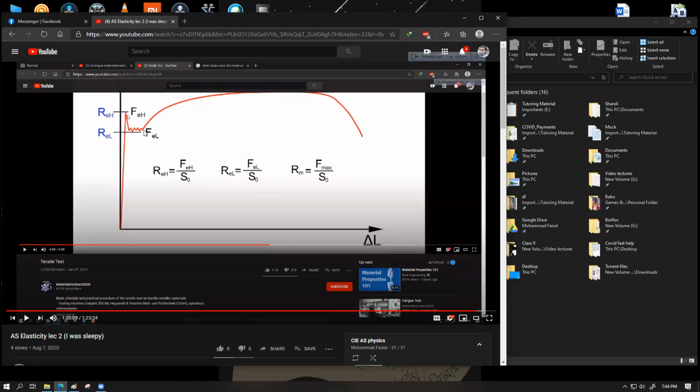Applied force depends upon the capability of the machine. And it also depends upon what you are trying to stretch, both of them.